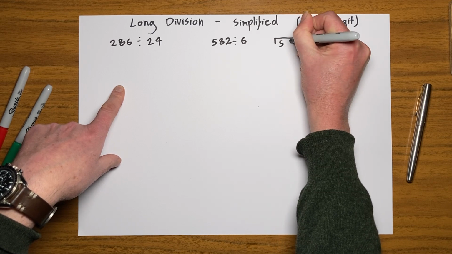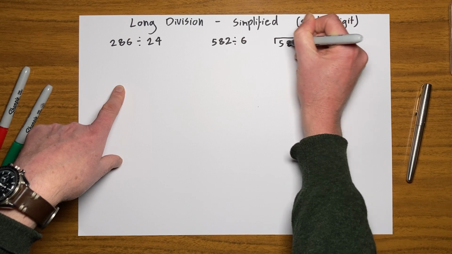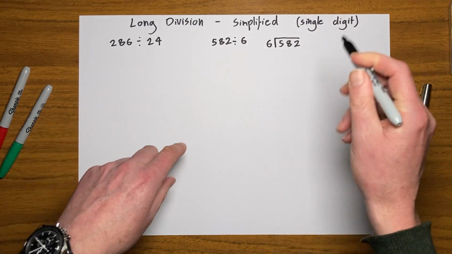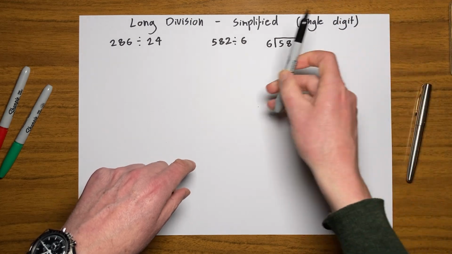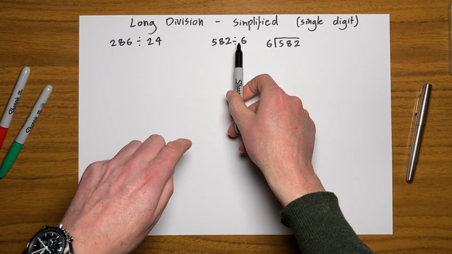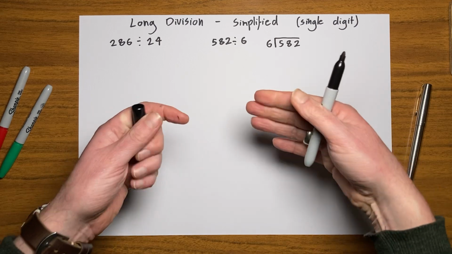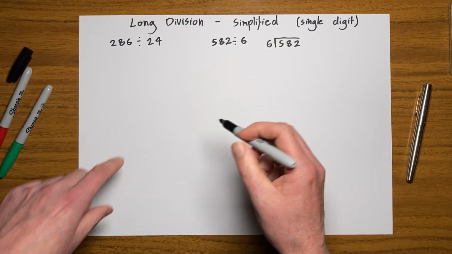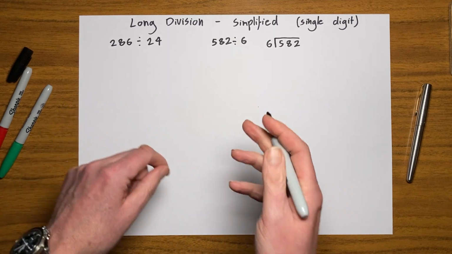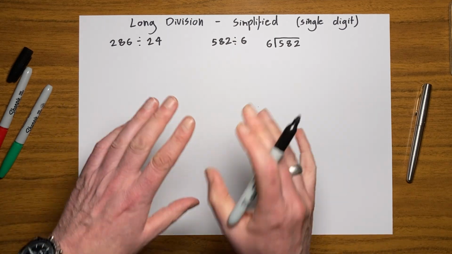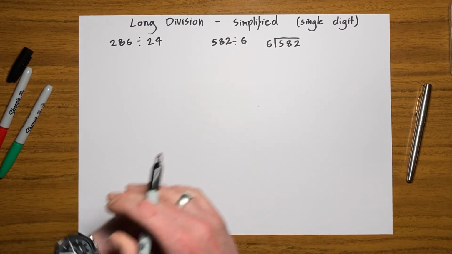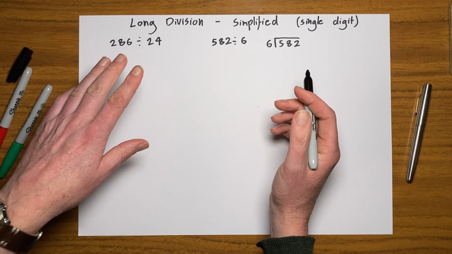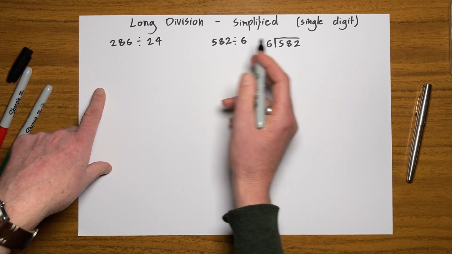When I would write 582 here, and I put my 6 here, and I go how many 6s in 5. So what I'm going to do is solve this 582 divided by 6 using the same technique as we would use for long division, so you can see how it works. I'm going to show you 3 examples so you can see exactly how to do this, because it is quite easy to get confused. So the first thing to do is I set it out exactly the same as with the bus stop method.